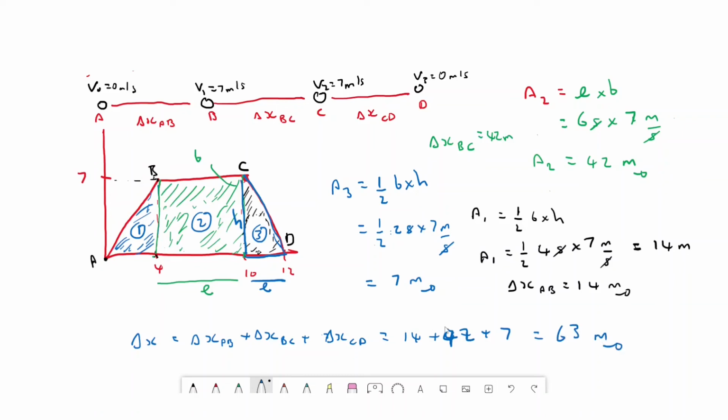All right, so that's basically how the total displacement is going to be. That's how you can find the total displacement of that. So hopefully it makes sense to everyone.